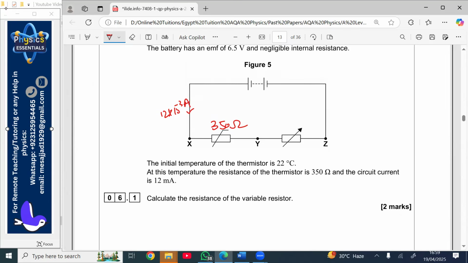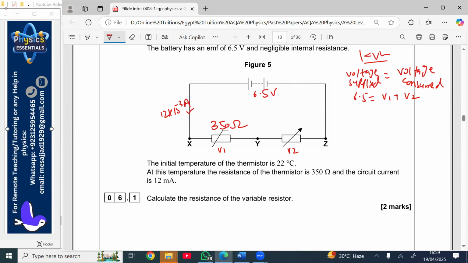So this is 6.5 volts. And according to Kirchhoff's voltage law, the voltage supplied is equal to the voltage consumed, so 6.5 is equal to V1 plus V2. All right, this is the easiest form of Kirchhoff's voltage law. Now, because everything is connected in series, the current is the same everywhere.